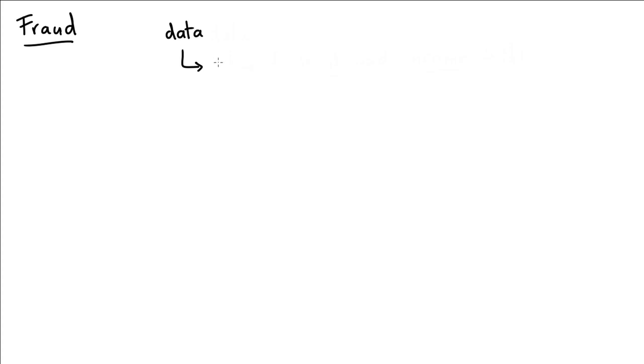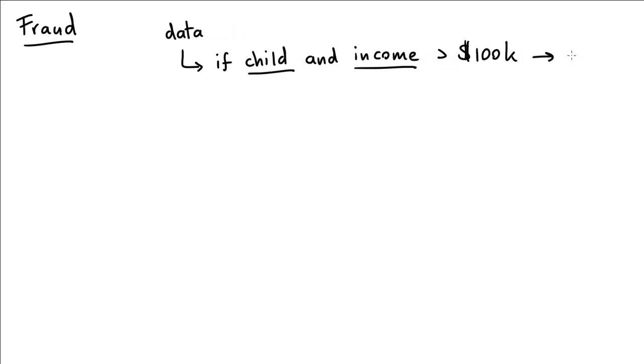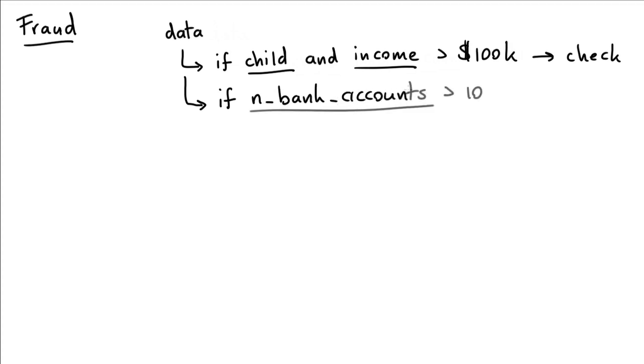Well then, maybe I can come up with a good heuristic without even thinking too much about machine learning and data. What I could do is I could say, well, if you're a child, and if at the same time your income is larger than $100,000 a year, well, then I would say that feels a bit fishy. Let's check that. And similarly, I think it's pretty safe to say that if you have more than, let's say, 10 bank accounts, that this would also be fishy. It feels fine to just double check that.